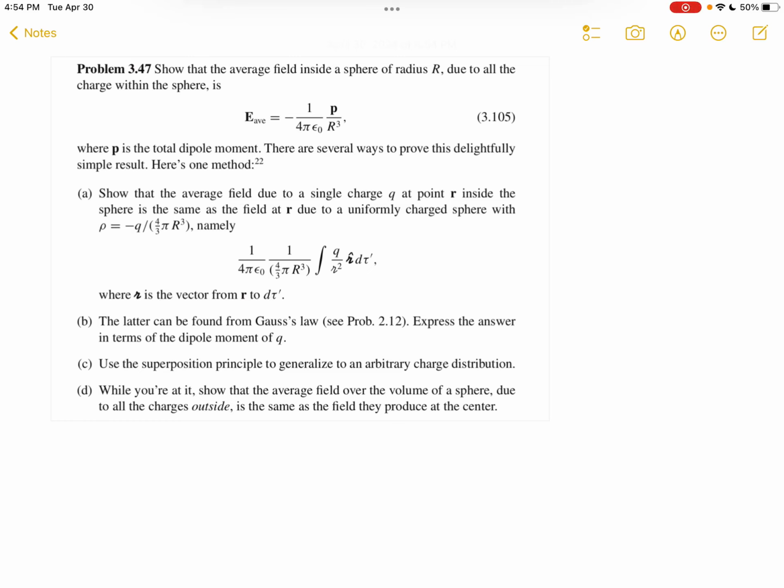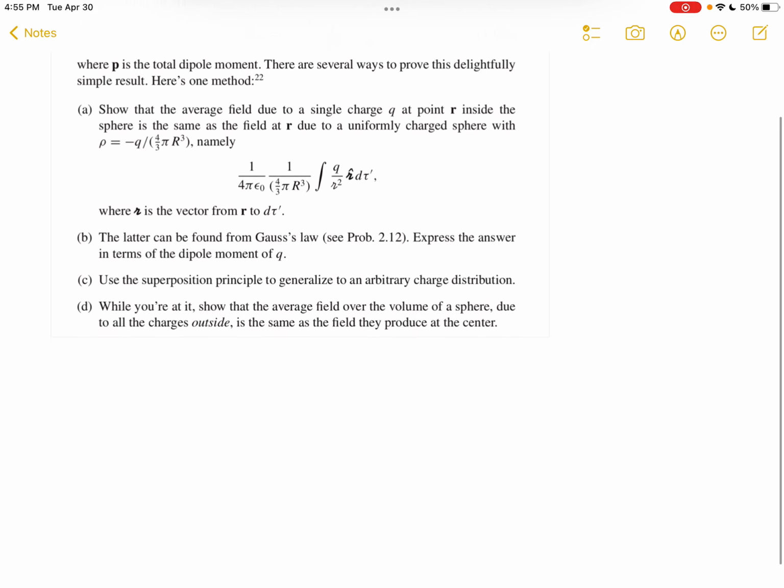So for this problem, we want to show that the average field inside a sphere of radius R due to all the charge within the sphere is negative 1 over 4 pi epsilon naught times p over R cubed, where p is the total dipole moment. There are several ways to prove this with simple results. Here's the method.